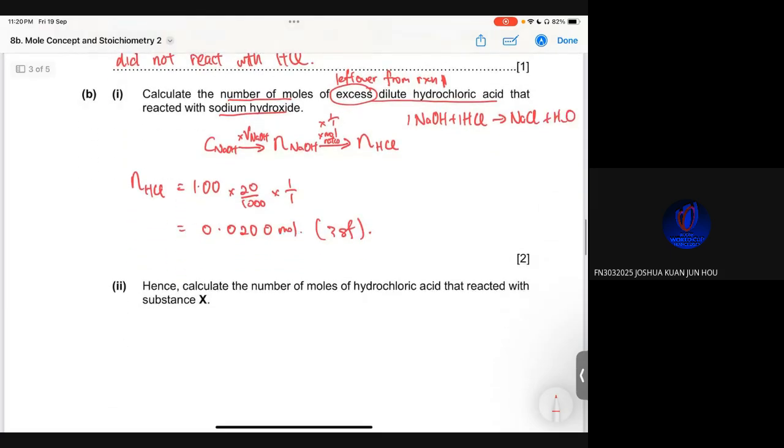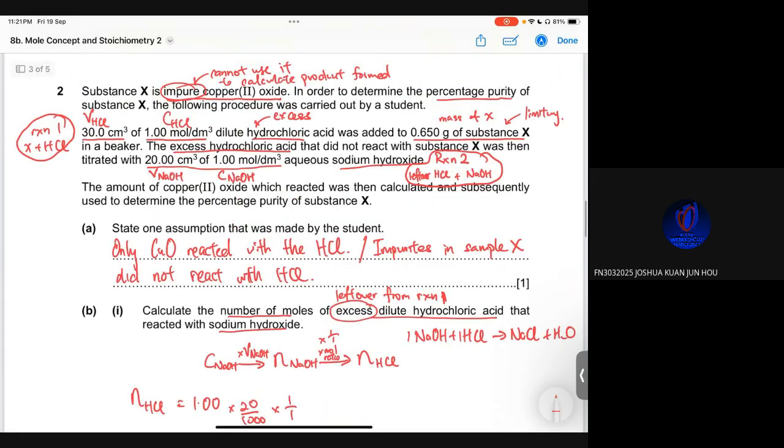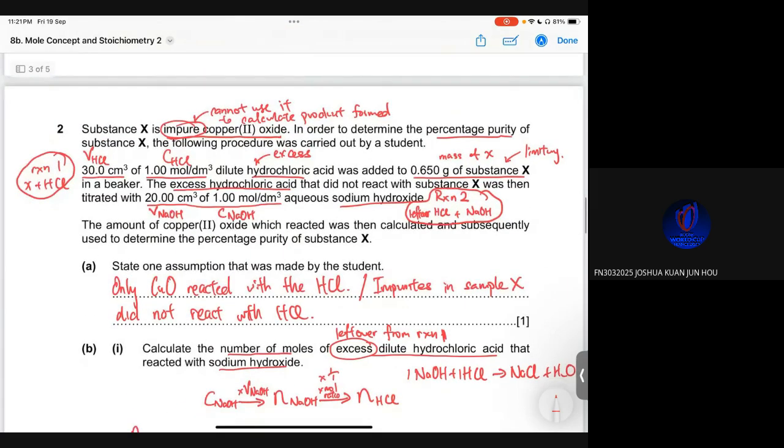Next, calculate the number of moles of hydrochloric acid that reacted with substance X. So the question is, if you want to find the number of moles that react with substance X, I must take the total minus the leftover, or I should say the initial total of HCl minus the leftover number of moles of HCl. Then I can find the amount reacted with X, right? So let's see, do I have the total amount at the start? Yes, I have. Can you see this 30 and this 1?